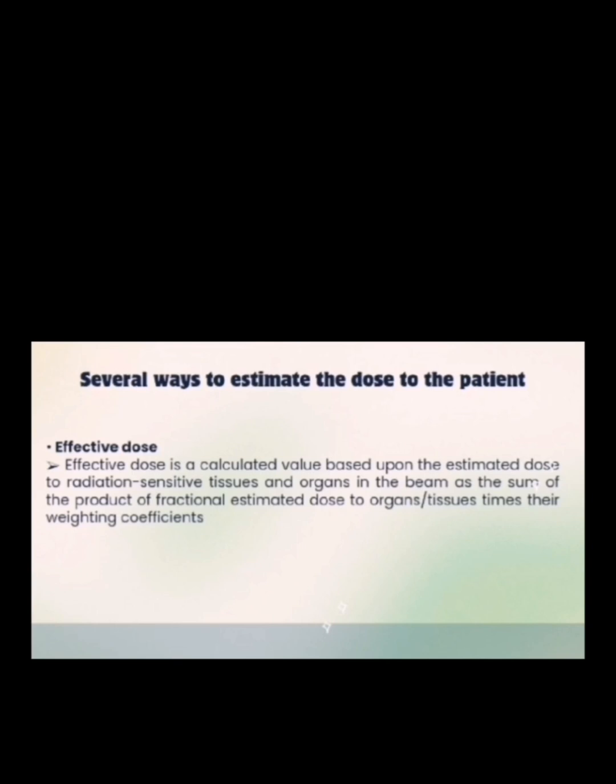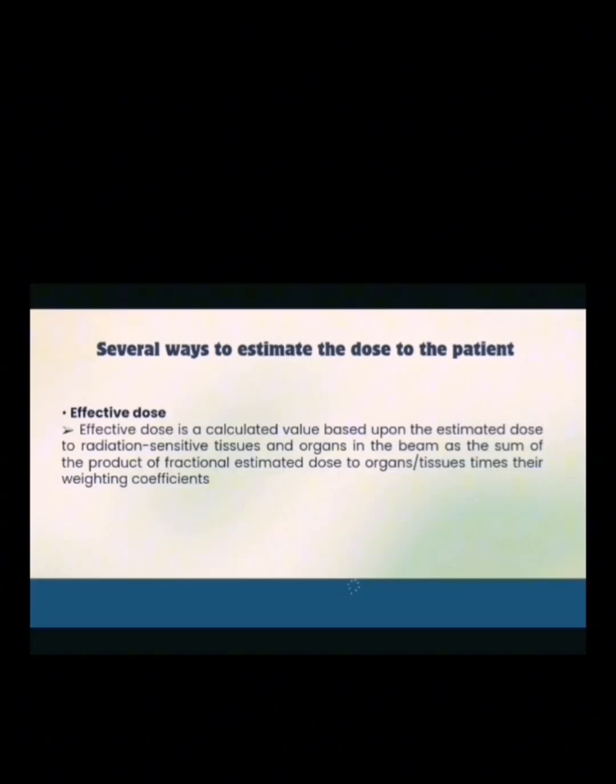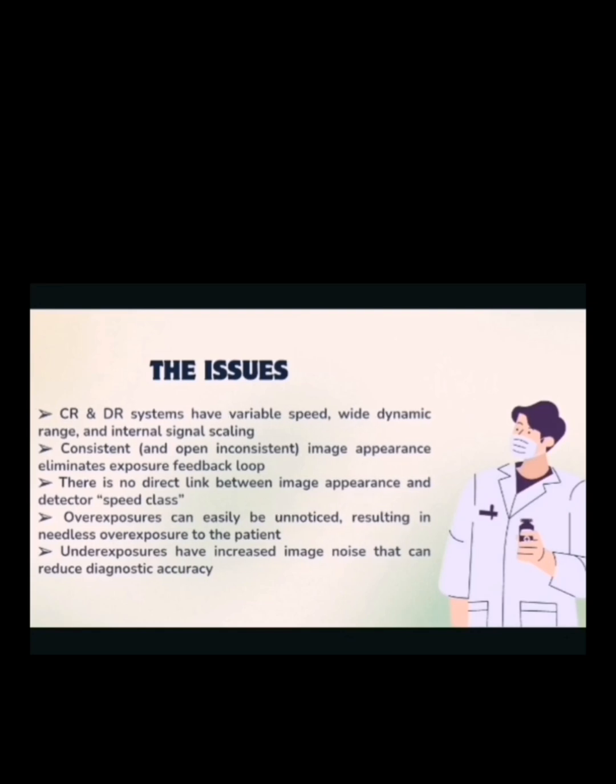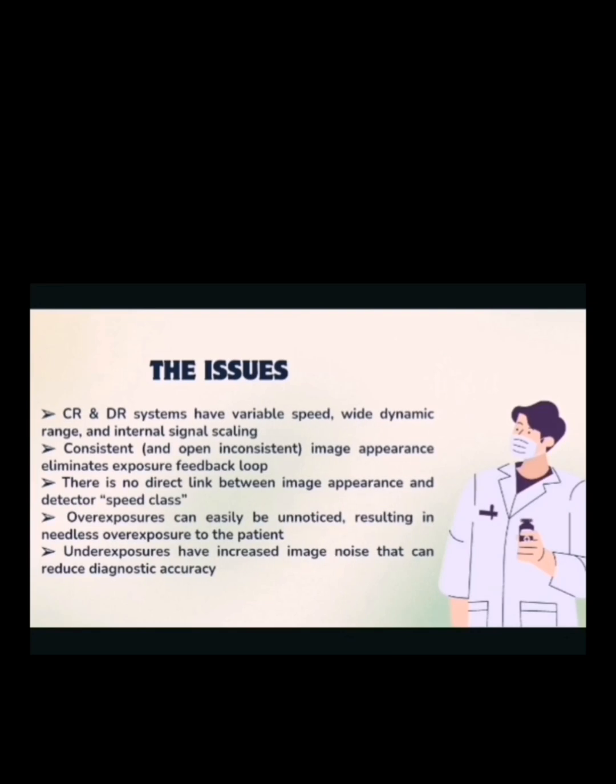After learning all of this, let us go back to the main concern, which are the issues. Firstly, CR and DR systems have variable speed, wide dynamic range, and internal signal scaling. Second, consistent image appearance eliminates the exposure feedback loop, and also it opens the door to inconsistency.